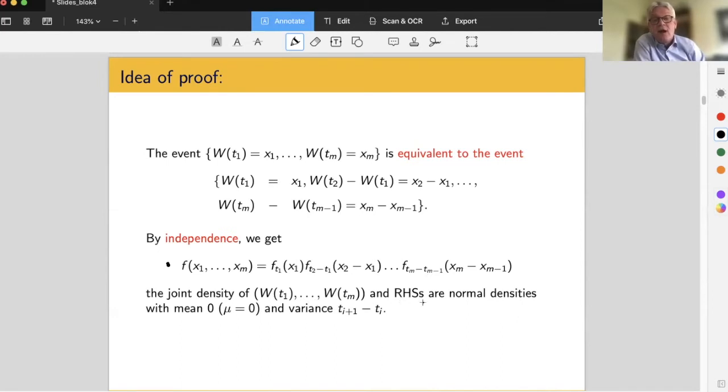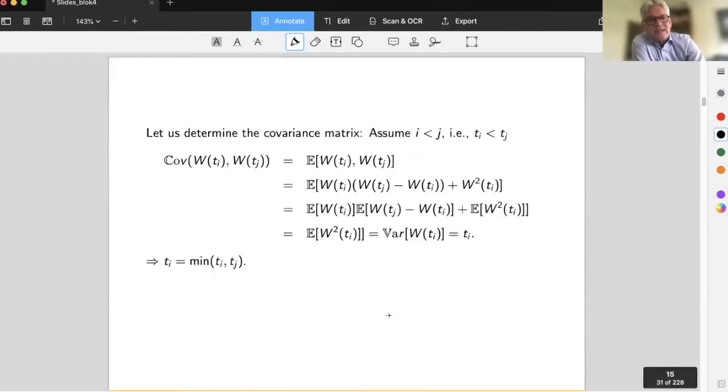And these right-hand sides are normal densities, and they have mean 0, and they have variance t_i plus 1 minus t_i, or t_i minus t_i minus 1. Yes? So let us explicitly calculate some of these things. Let us look at the covariance matrix, and we assume that i is less than j, so t_i is less than t_j. Then the covariance that we need to compute is the covariance of W_ti and W_tj. And let's look at this, because the W's are not independent.